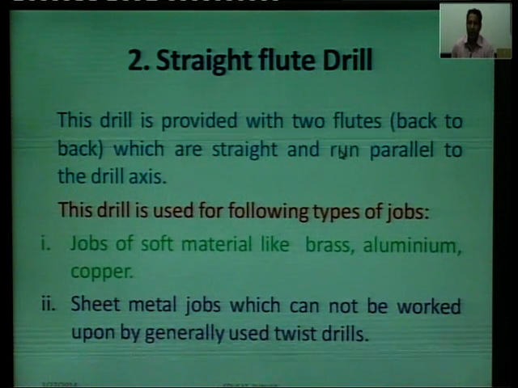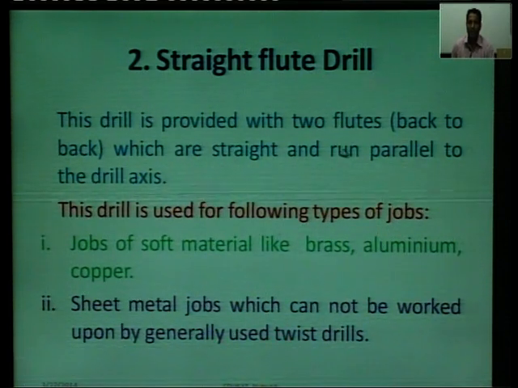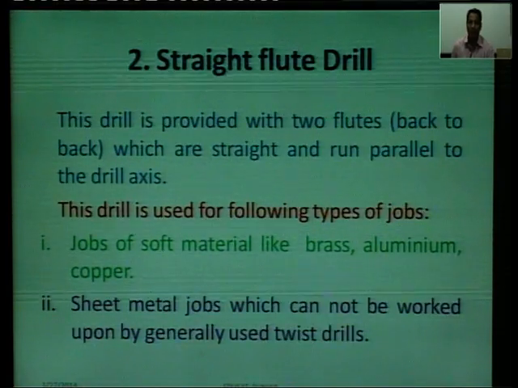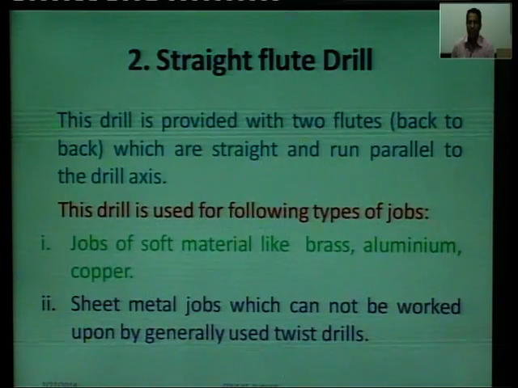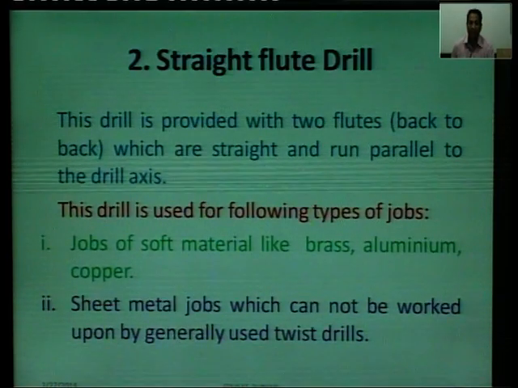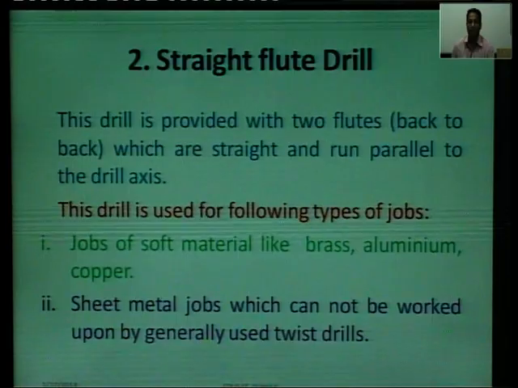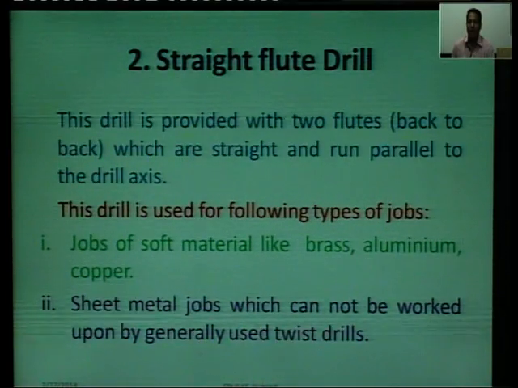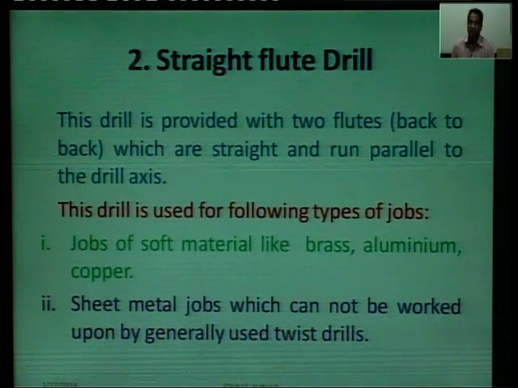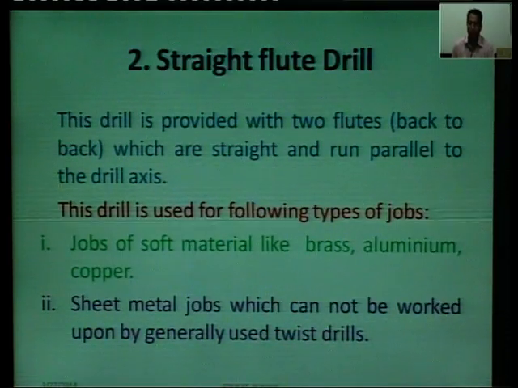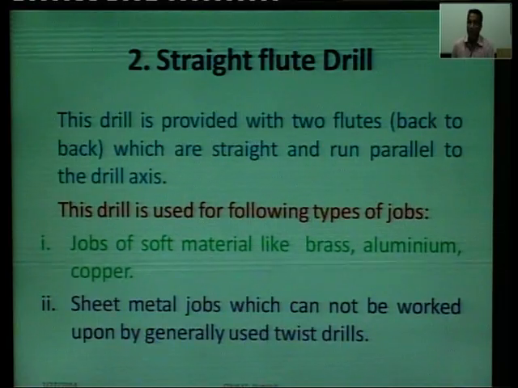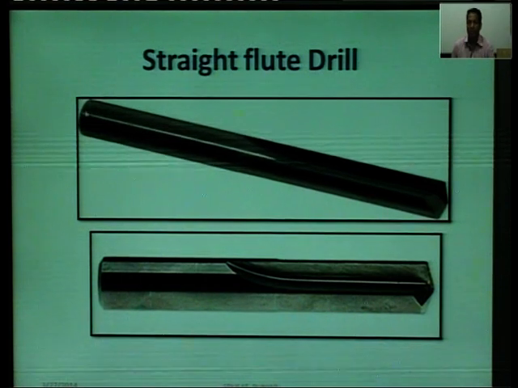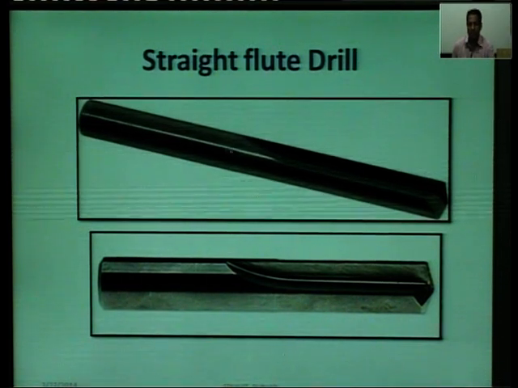Another is the straight flute drill. Straight flute drills have two flutes which run parallel to their length, and it is generally recommended for machining of soft materials like brass, aluminium, copper, etc. Sheet metal jobs are done with the help of the straight flute drill. Carpentry jobs are done mostly with the help of the straight flute drill. I will show you the diagram of the straight flute drill. Now you see, this is the straight flute drill.